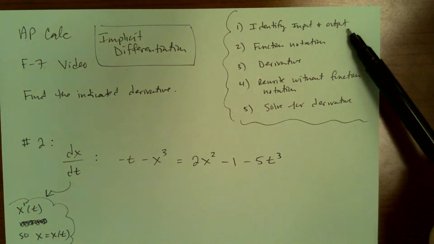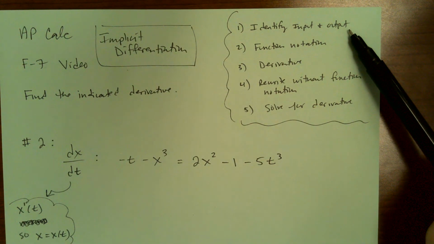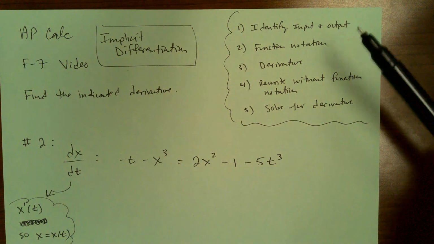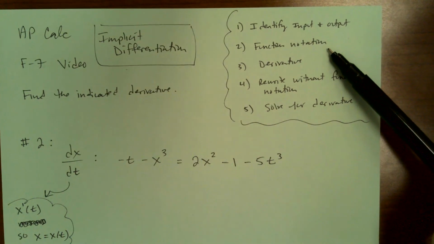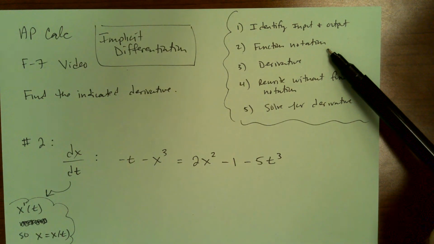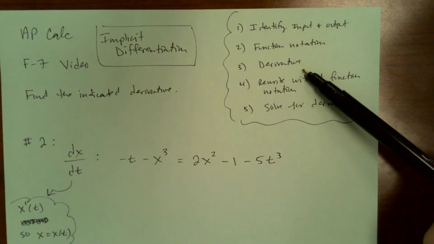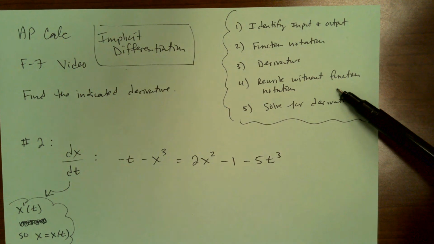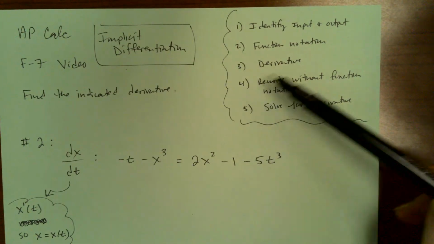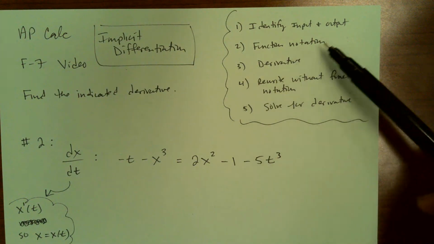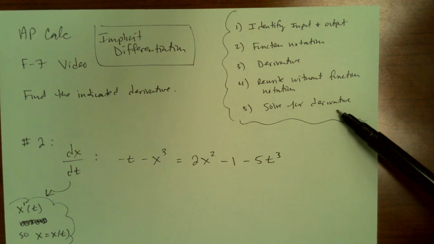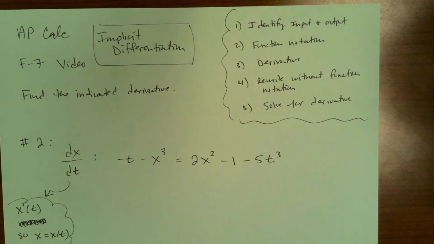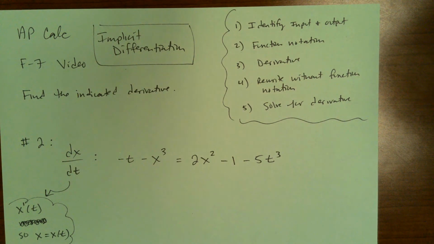We're going to first identify the input and output. Then we're going to convert to function notation where appropriate. Then we're going to find the derivative of each term. Then we will rewrite the equation without function notation. So step 4 is when you do the reverse of what you did for step 2. And then we're going to solve for the derivative.